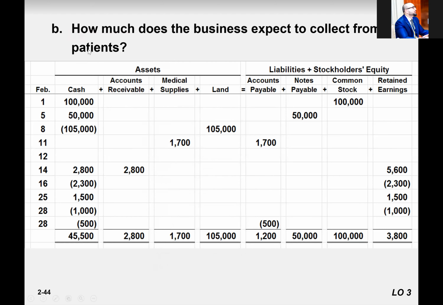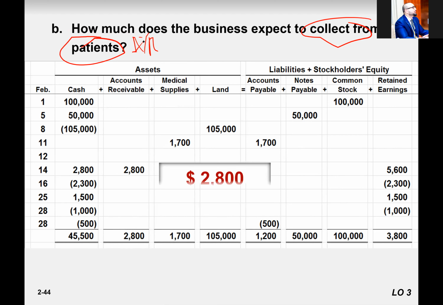So how much does the business expect to collect from patients? Patients are their customers, accounts receivable. How much do they need to collect? Answer: 2,800. So it means this equation is giving you a lot of information, right? So learn to interpret that one.